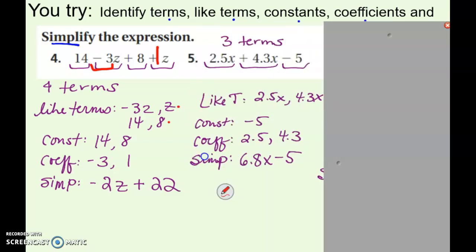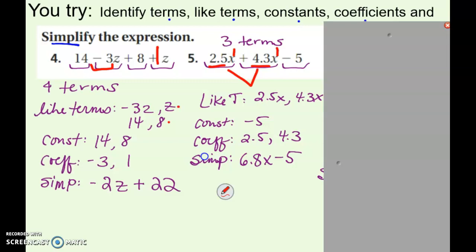Okay, number 5. 3 terms there. I've got my like terms are the x's, right? These go together. They both have x to the 1 power or an exponent of 1. We don't write it, but those match as like terms. The constant is a negative 5. The coefficient is a positive 2.5 and a positive 4.3.